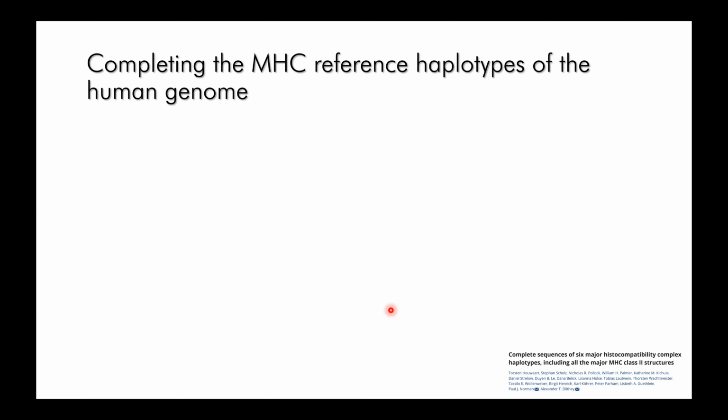And so in a collaboration with Paul Norman's group, we set out as a first step to completely resolve the MHC reference haplotypes of the human reference genome. You remember earlier I said that the human reference genome contains 8 alternative MHC haplotypes. 6 of these are incomplete in the sense that they contain unresolved sequences. So we thought, okay, let us try to resolve these.